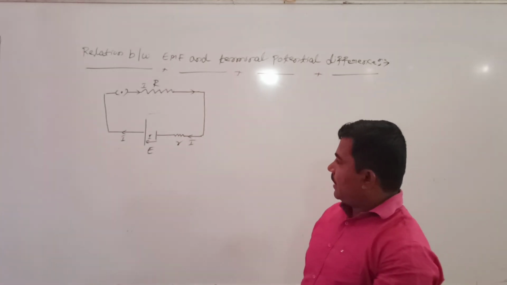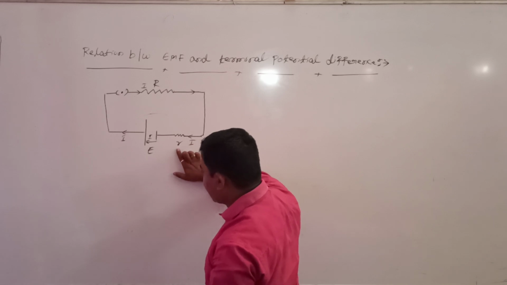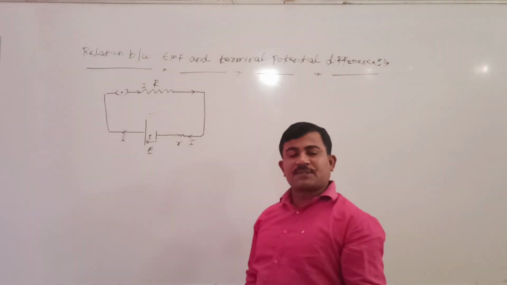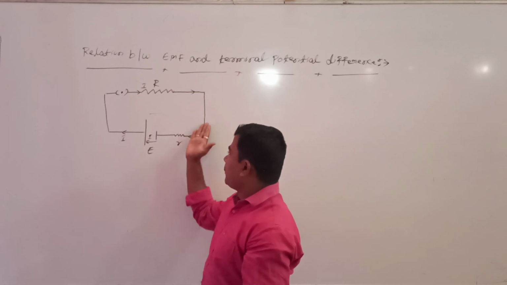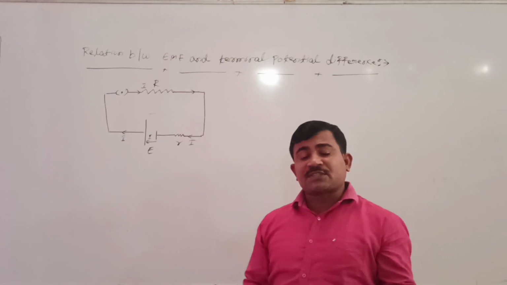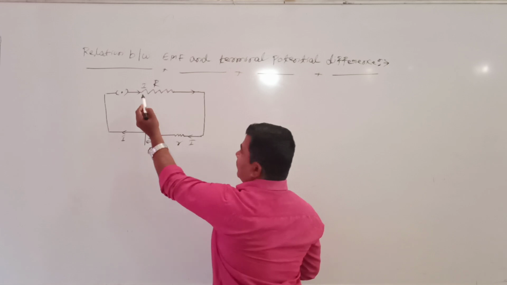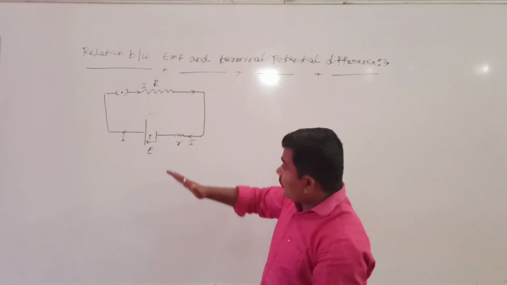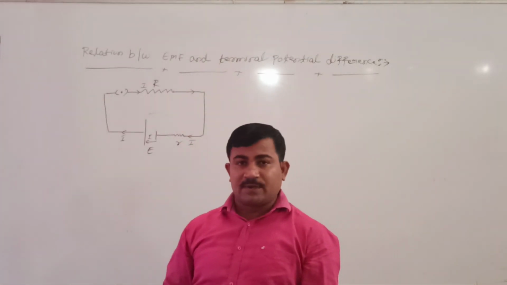See here, this external resistor is connected in series with the internal resistance. I mean, both the external resistor and the internal resistance of the cell are connected in series combination. They are connected at only one point, not in different branches. When resistances are connected in series combination, at each resistor the current remains the same. But across the external resistor and the internal resistance, the potential difference will divide.